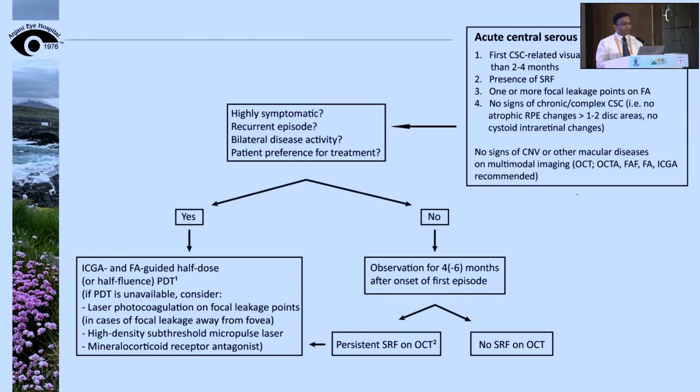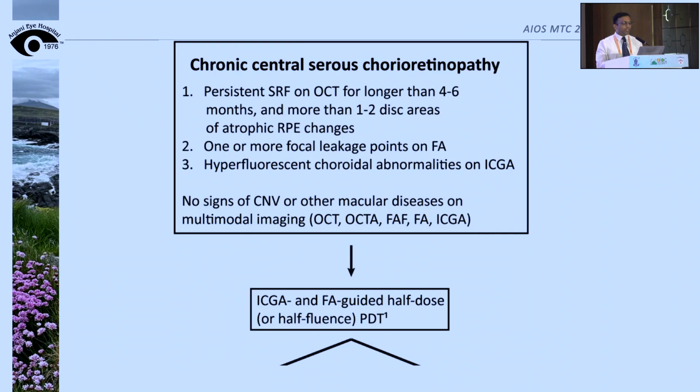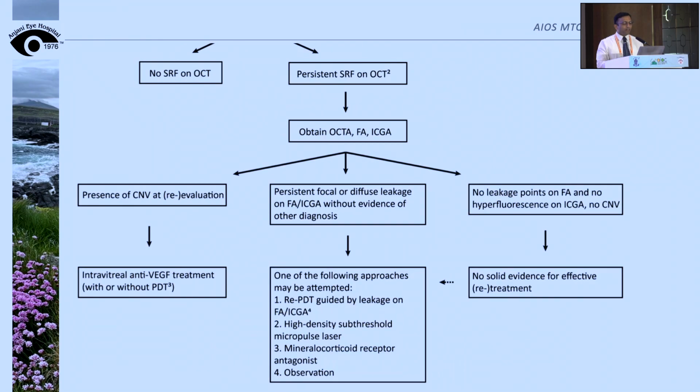We can observe, and if it doesn't subside over 4 to 6 months, we can proceed with the half-dose PDT. And if it is chronic, then we know the treatment is pretty much what is there.